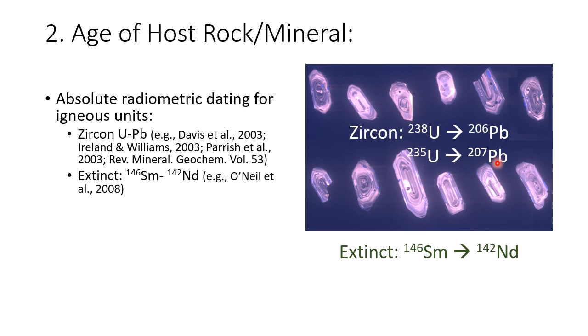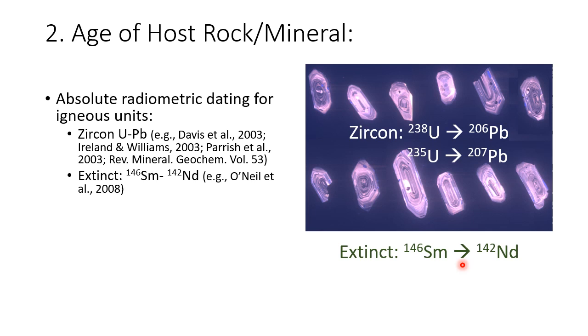And there are various other radioisotopic techniques. One in particular uses an extinct nuclide called samarium-146, which in very ancient materials, excesses of neodymium-142 can be used to infer the original presence of samarium-146 and get some additional constraints on age.